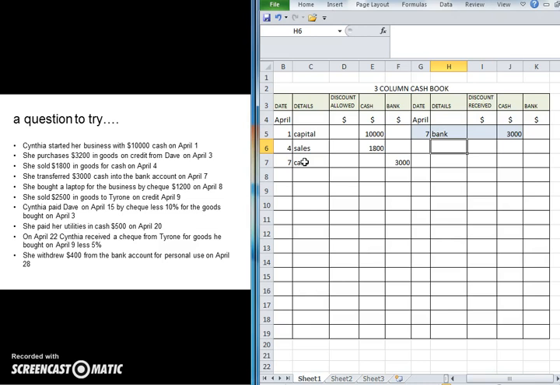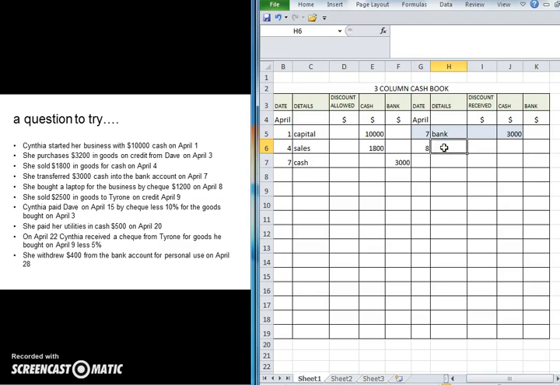On the 8th, she bought a laptop for the business by check. So that means she's spending $1,200 out of that money she just put into the bank. So therefore, you spend on your right. Remember, you always spend on your right. So I put in the date on the right hand side.